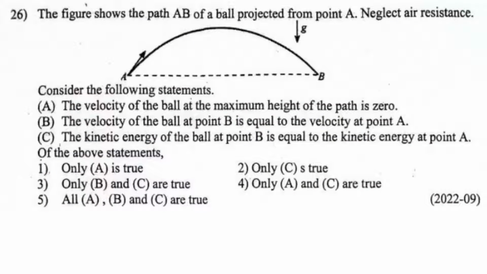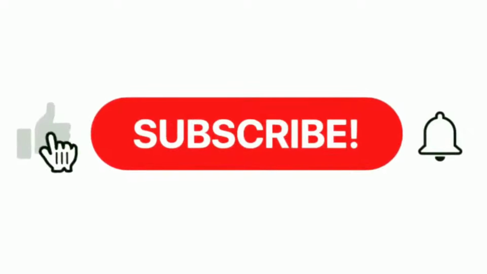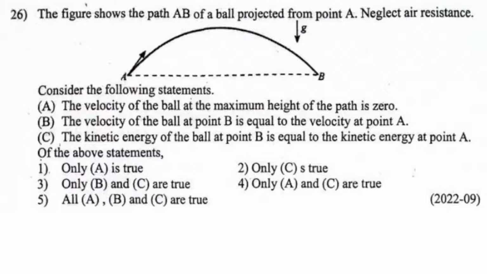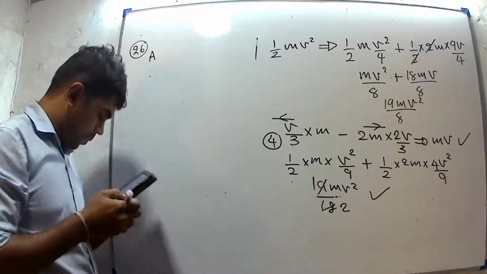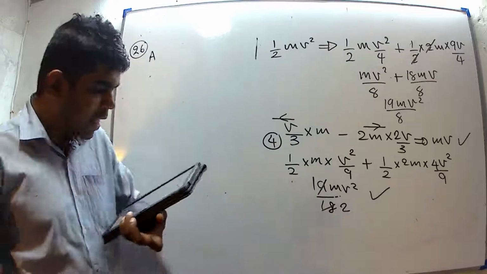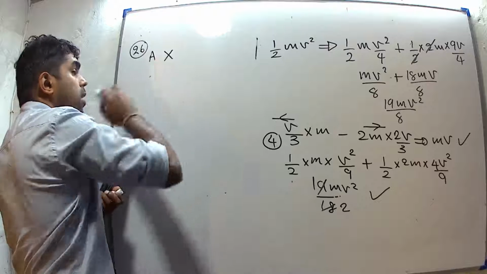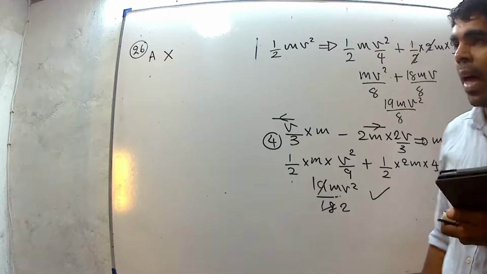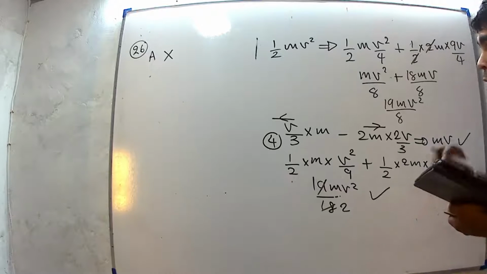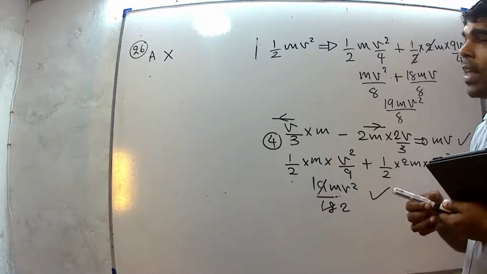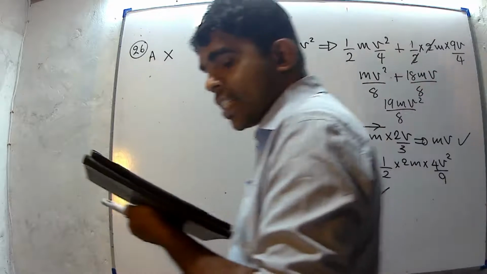Then question number 26. The figure shows the path AB of a ball projected from A. Neglect air resistance. Consider the following statements. Statement A: The velocity of the ball at the maximum height of the path is 0. But it is false. There is a horizontal velocity. At the maximum point of the path, the vertical velocity is 0, but there is a horizontal velocity. Then statement A is incorrect.